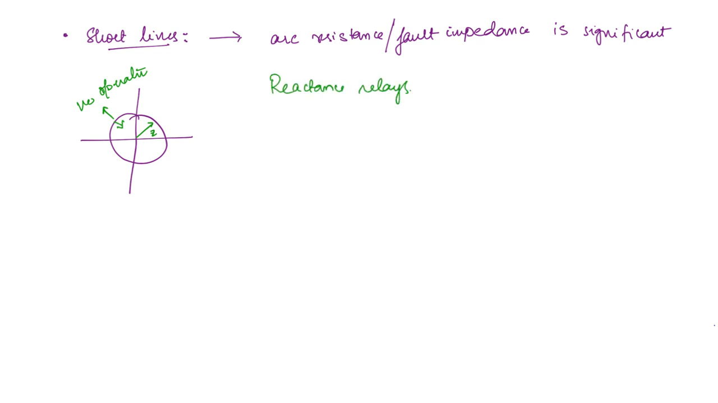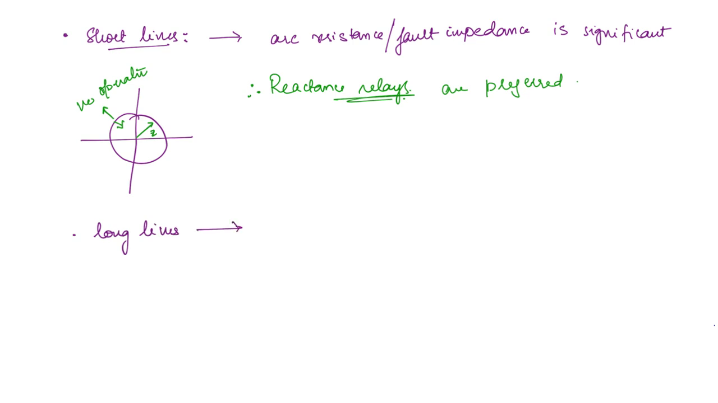So for this reason, reactance relays are used, because for short lines the arc resistance is resistive in nature. So that's why reactance relays are preferred for short lines. And in long lines, what is going to happen? We will prefer the mho relays.